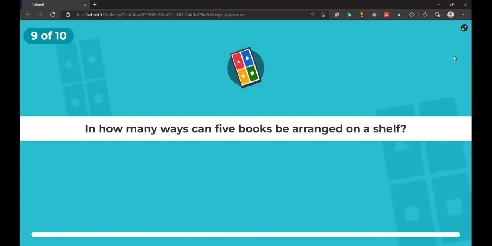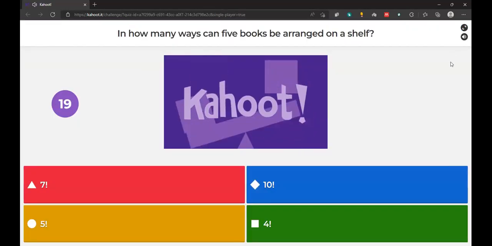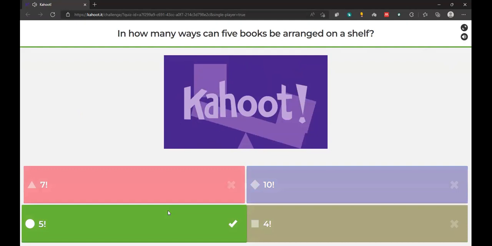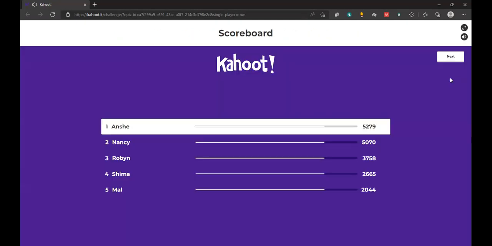In how many ways can 5 books be arranged on a shelf? It's another arrangement problem. So, when we are arranging something, it's permutation, and since gagamitin natin lahat ng 5 books, that would be 5 factorial.